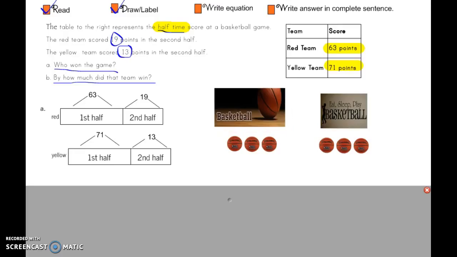So now go ahead and pause the video, and I want you to solve the problem 63 plus 19. You can use whatever strategy you would like to solve. I'm going to use the arrow notation, since in lesson 9 we have been working with arrow notations. After you have solved your problem, press play and let's check our answers together.